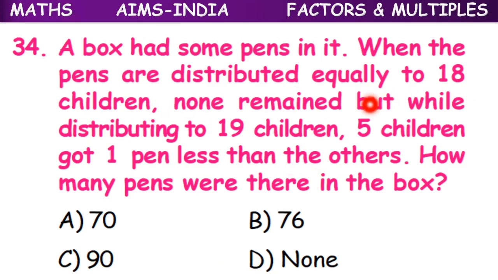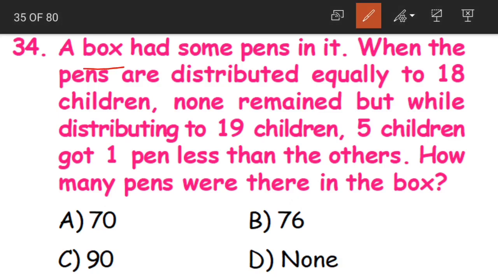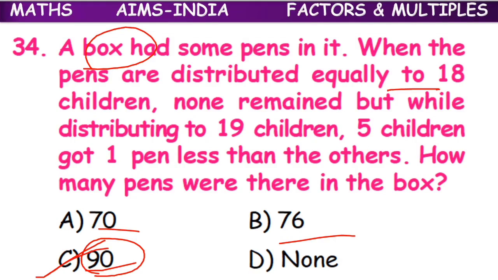Next, a box had some pens in it. When the pens are distributed equally to 18 children, none of them remained. But while distributing to 19 children, 5 got 1 pen less than the others. How many pens were there in the box? Now what are they saying? When we distributed the pens to 18 children, they were distributed equally. So which of the given options is a multiple of 18? Option C, 90 is a multiple of 18. So option C becomes our correct answer.